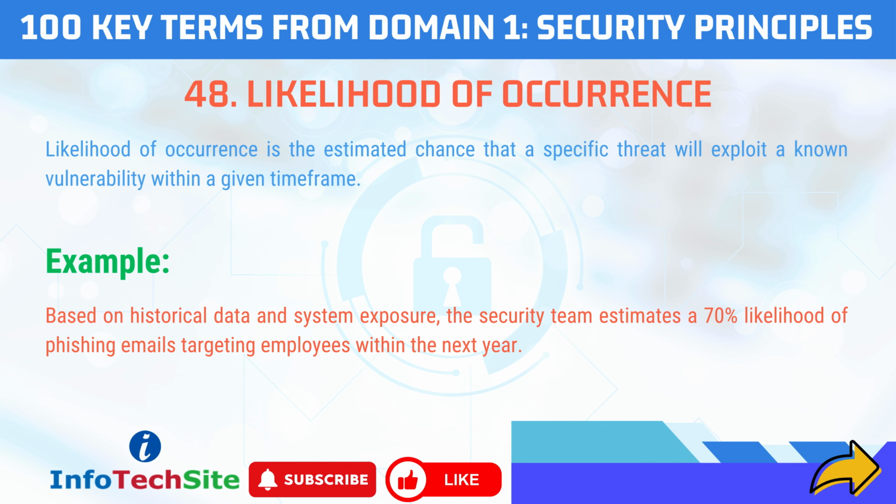Likelihood of occurrence is the estimated chance that a specific threat will exploit a known vulnerability within a given time frame. An example includes: based on historical data and system exposure, the security team estimates a 70% likelihood of phishing emails targeting employees within the next year.